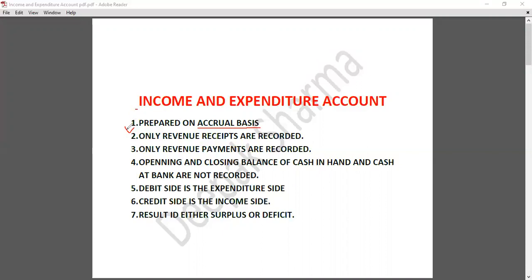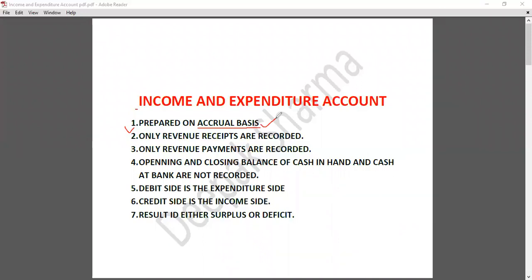So the first important point here is that income and expenditure account is prepared on accrual basis. So what is an accrual basis? In receipt and payment account, we have seen that receipt and payment account is prepared on cash basis. It means only those transactions will be shown in the receipt and payment account for which there has been an actual receipt of cash or actual payment of cash.